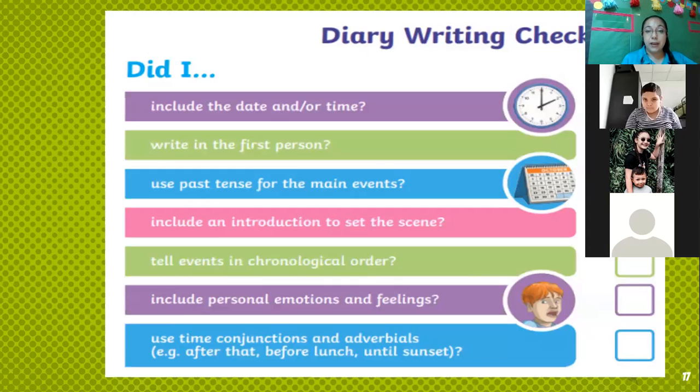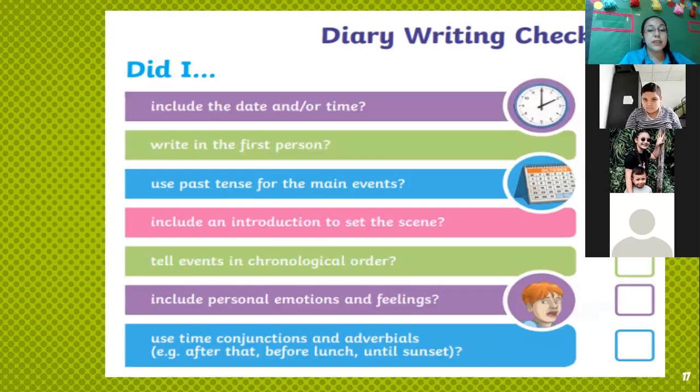So when you write a diary, because it's about events that have already happened, you write in past. You include an introduction for the events. For example, this is a wonderful day. Or this was a marvelous day. This was a terrible day. This is an introduction.